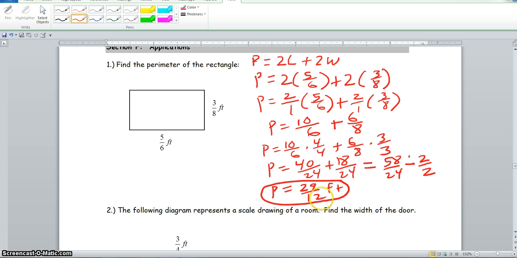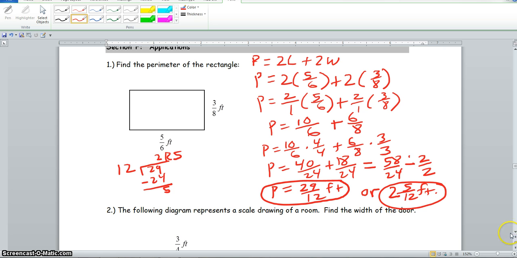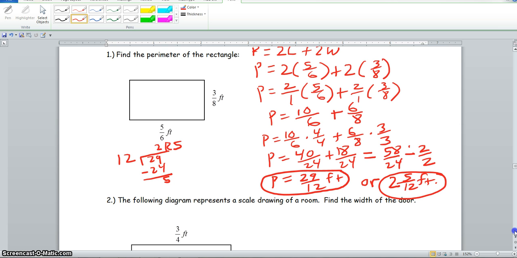But if we were asked to write this as a mixed number, we could take 12 into 29. It goes in twice. So 29 minus 24 leaves you a remainder of 5. So your final answer could be 2 and 5/12 feet. So either one of these answers is acceptable.